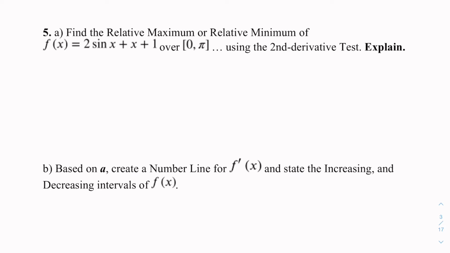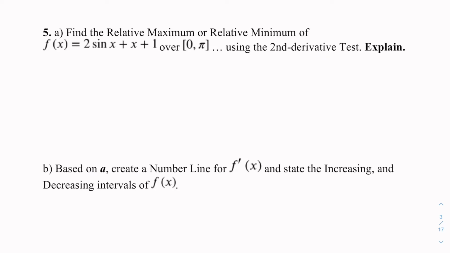Okay, so number 5 with 2 parts says, find the relative max or min of this function using the second derivative test. So on the AP exam, it's not going to say how to find the max or min. It won't say use the second derivative test. But in this video, we'll see why we actually have to in this case and how to do it.